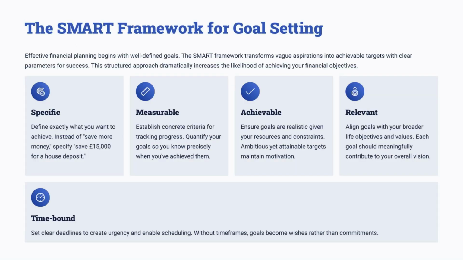The SMART framework is essential for effective financial planning. It ensures goals are specific, like saving $15,000 for a house deposit, measurable with clear criteria for tracking, achievable balancing ambition with realism, relevant aligning with life objectives, and time-bound with deadlines to ensure commitment. This structured approach enhances goal achievement.